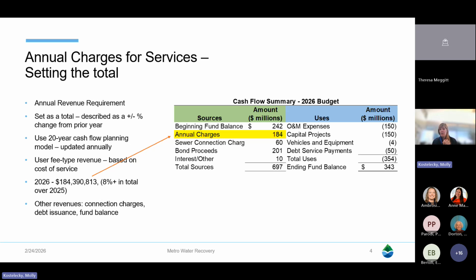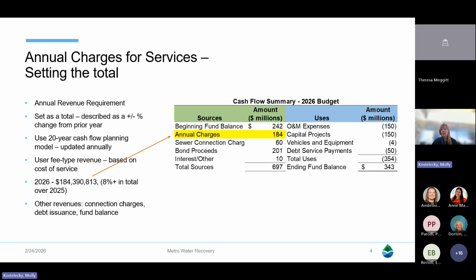Just in terms of other revenue streams, our other major revenue stream is our sewer connection charges. That's the tap fee for each new connection or change to connection to the system. So it's a one-time charge. And so we're estimating every year about $60 million from tap fees. That really does depend upon the economy and how things are going out there in the world, who's developing, who's redeveloping, and those sorts of things.